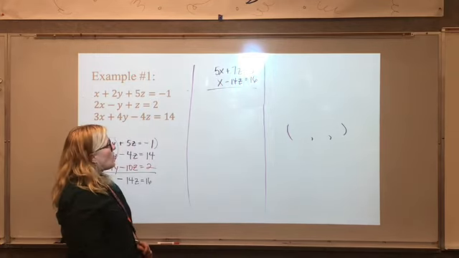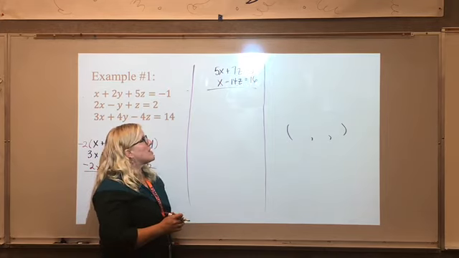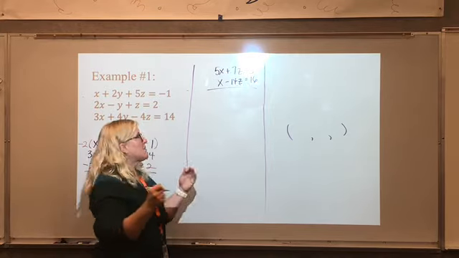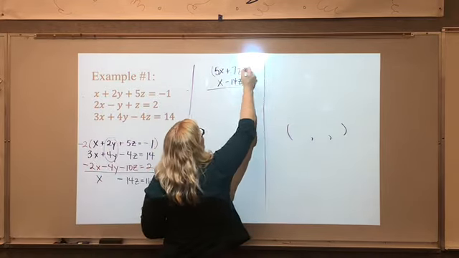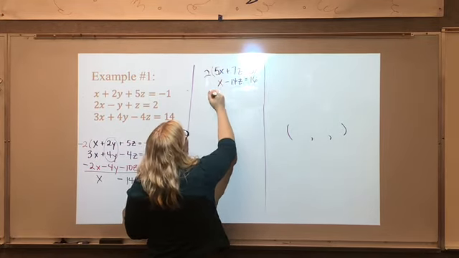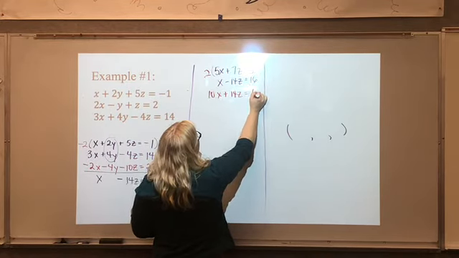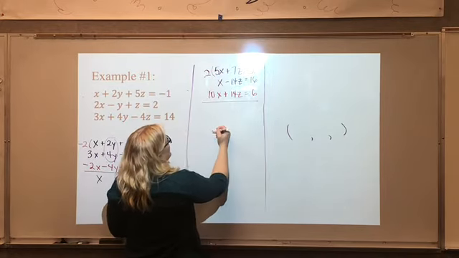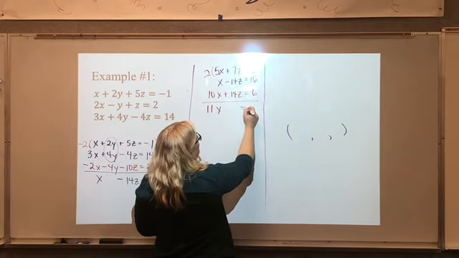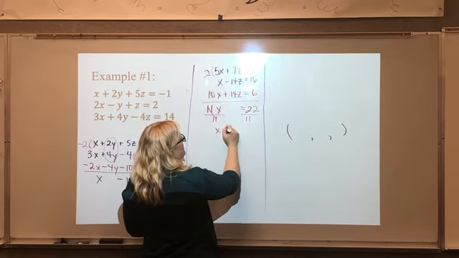Okay, so now I've got my 2 by 2, and there's a couple things I can do here. I think for this one, I'm going to multiply the top row by a 2, and I'm going to get rid of the z. Okay, I would get 10x plus 14z equals 6. So now when I add these together, I get 11x, the z's drop out, equals 22. So my x is 2.